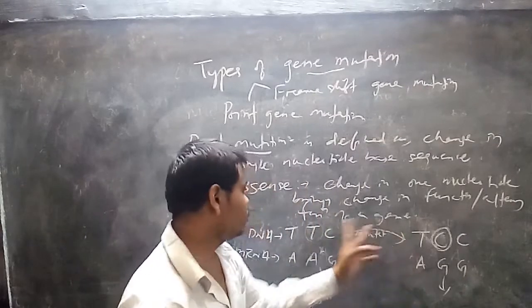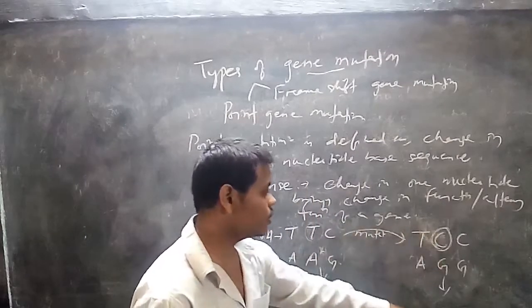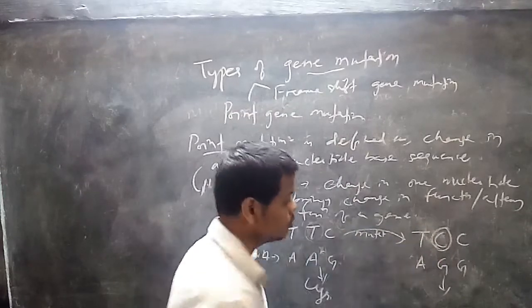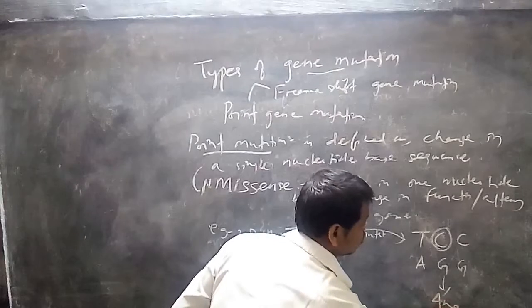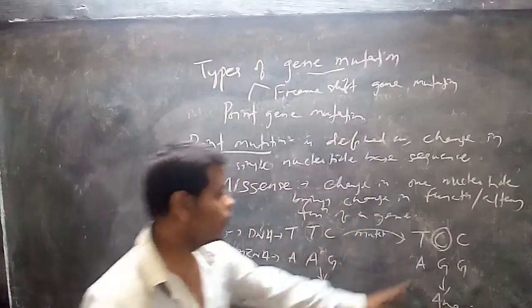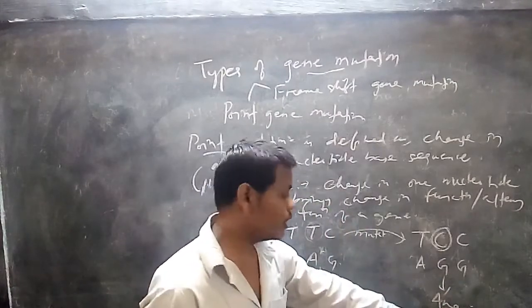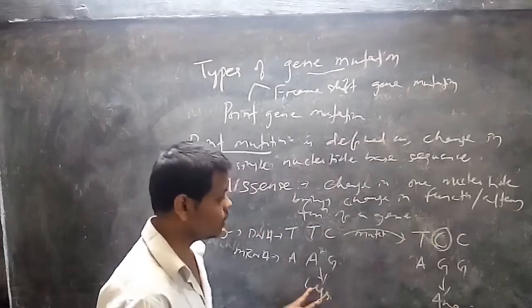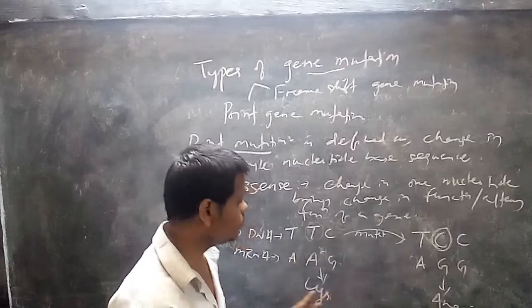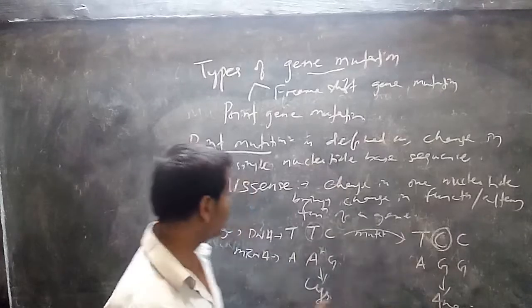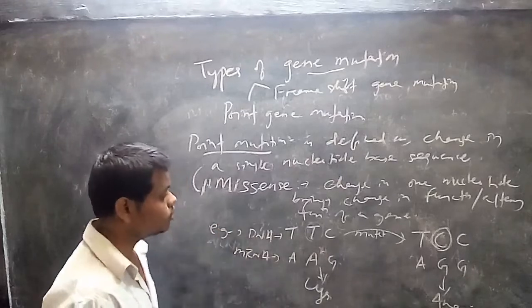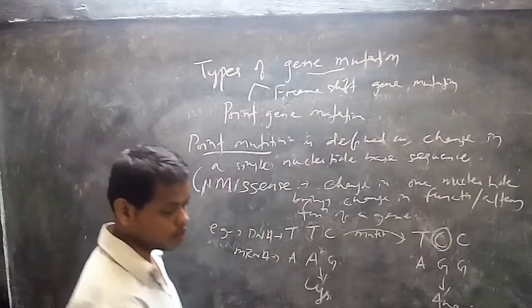So when the mutation brings an alteration or change in the function, AGG synthesizes another amino acid, arginine. When mutation at one point brings a change in the function, a change in the synthesis of the polypeptide chain, then that is called missense point mutation. Okay, this is the case of missense point mutation.